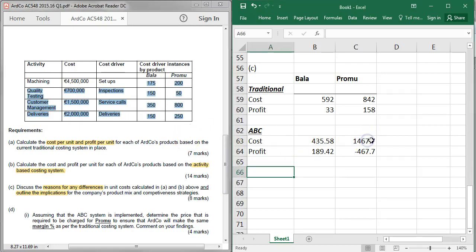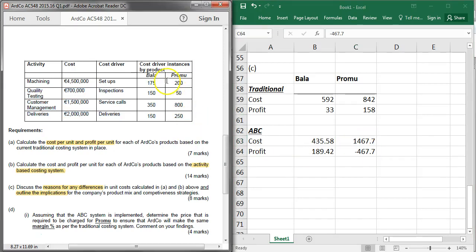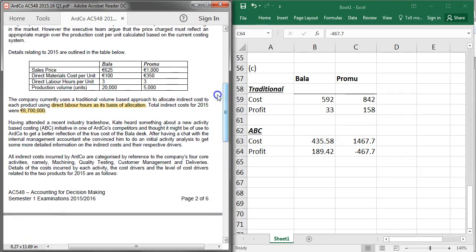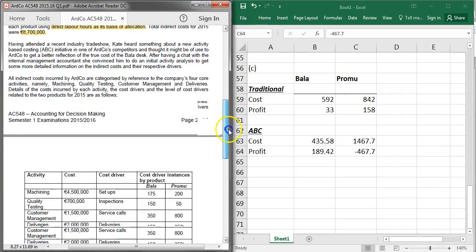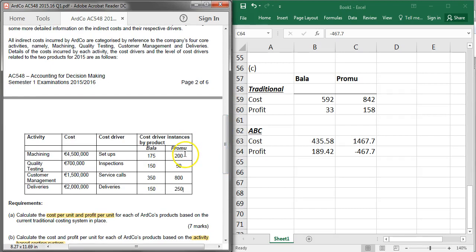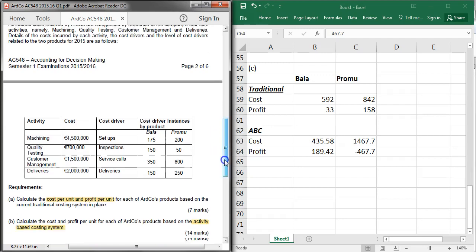And therefore, promo is going to get a lot more of the overheads and therefore have a lot more of the costs. Why? Because although promo is a very low volume, so it's a quarter of the volume of Bala, it uses more setups, it uses disproportionately more inspections, so it doesn't use a quarter on inspections. It uses a lot more service calls and a lot more deliveries. And that's what we're getting students to figure in: promo, the high value bespoke one, is a lot more resource intensive. And therefore it should be getting allocated a lot more of the overheads as a fair reflection of costs. That's the main reason why there's a difference.